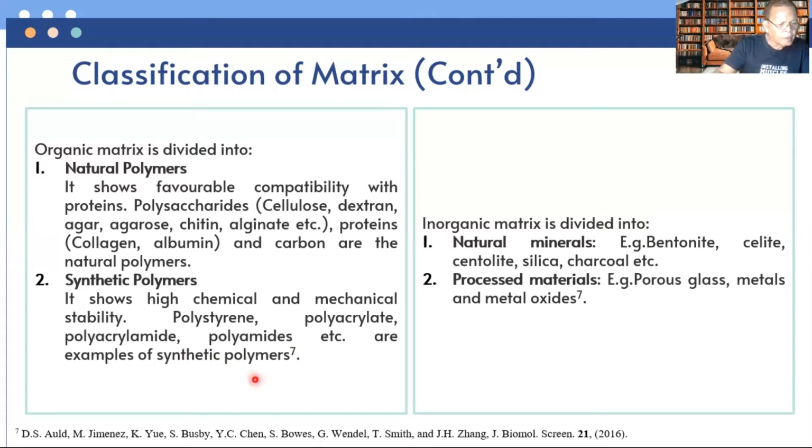Then the inorganic matrix is divided into natural minerals, for example bentonite, celite, xanthanite, silica, charcoal, etc. And the second one is processed material, for example porous glass, metal, and metal oxide.